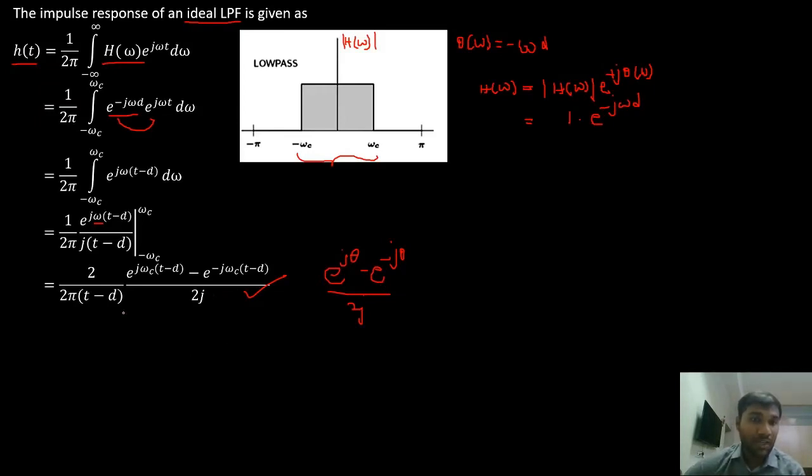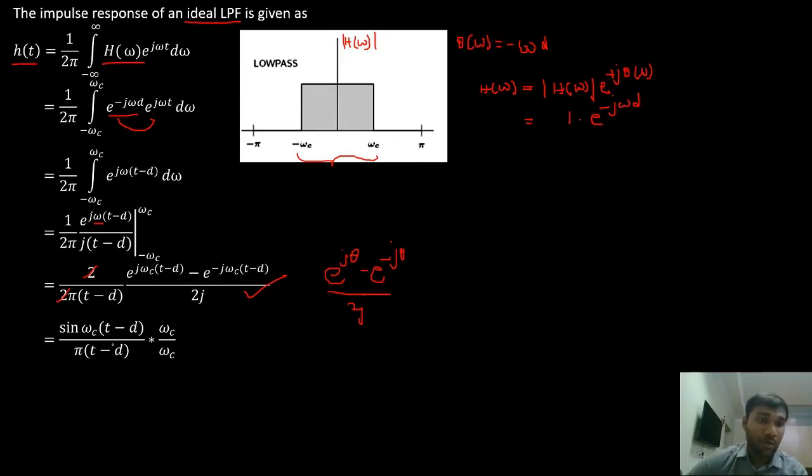So in place of theta, we have omega c into t minus d. Theta is nothing but omega c into t minus d, so this whole thing becomes sine omega c into t minus d. I'm cancelling this 2 and this 2. So what I have is pi into t minus d as my denominator.